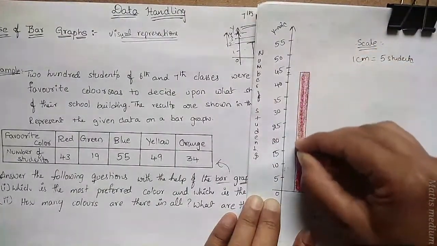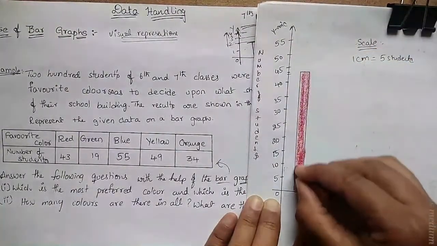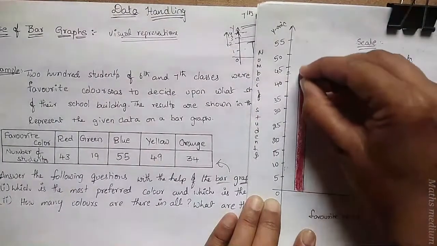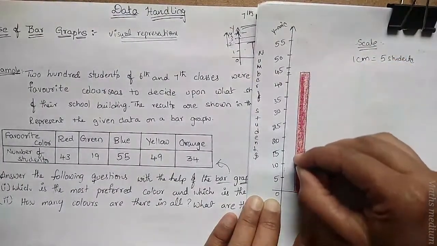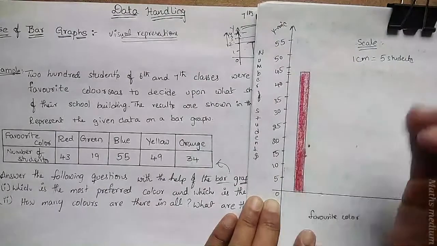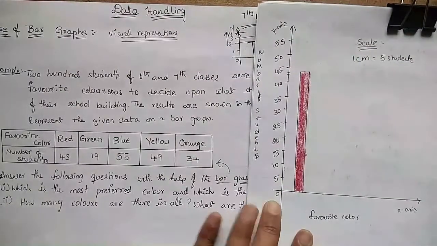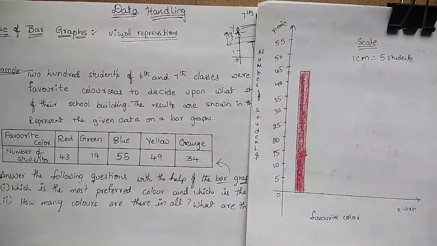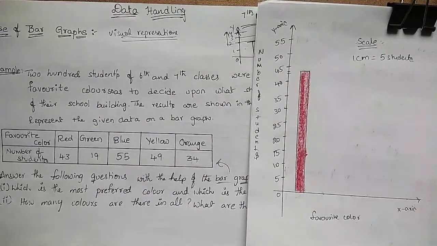Next, this is in red color. You may fill this with your crayons or sketches. This is just representation, and it is easier to calculate or represent data. Visually you can estimate how much the data amount is.